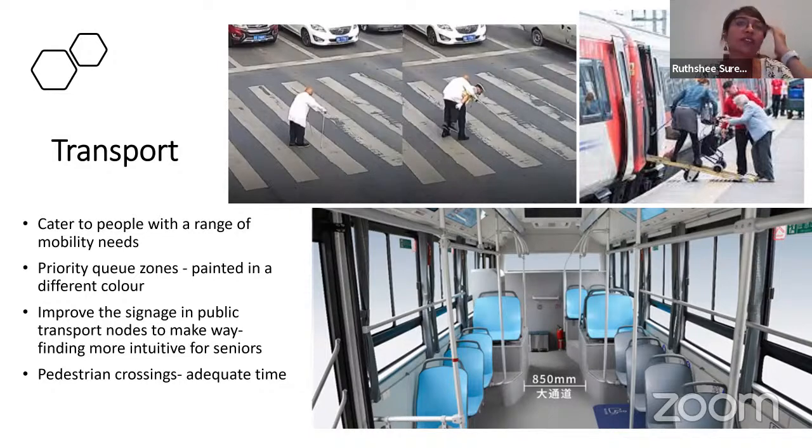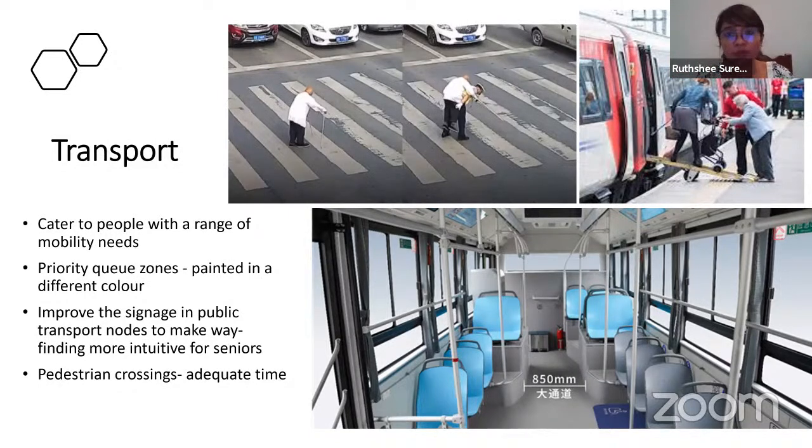And in general, the signs that are put in many of these public transport facilities are sometimes not clear, or they have a small font, which again becomes difficult for the elderly to read.